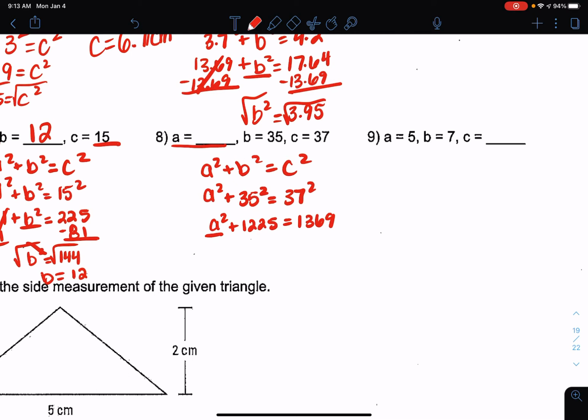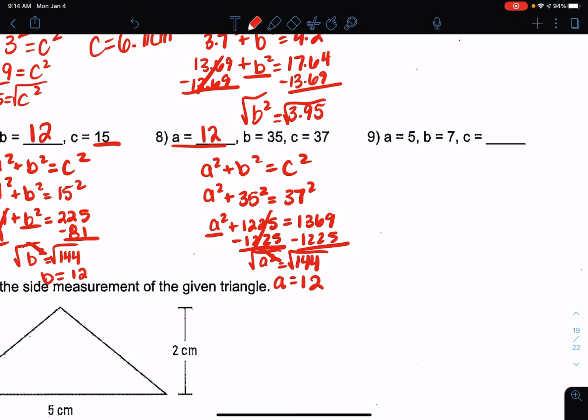I have to get a by itself, so what I'm going to do is the opposite, move it to the opposite side. So minus 1,225 on both sides. On the left side it cancels out, leaving me with just a squared is equal to, and when I subtract 1,369 minus 1,225, that is going to give me 144 again. And the very last step is square root on both sides to cancel out that square I have with the a, so a is equal to 12.